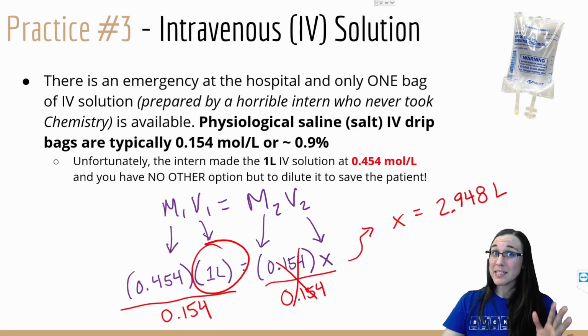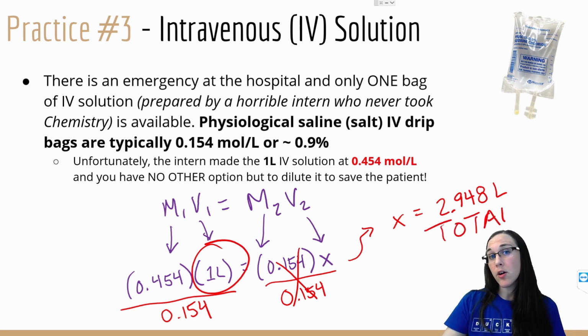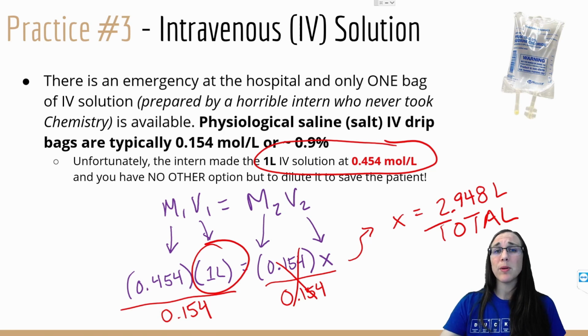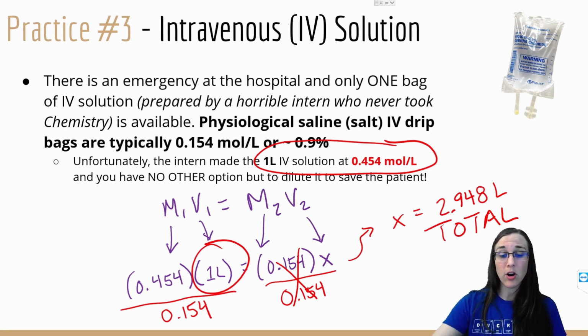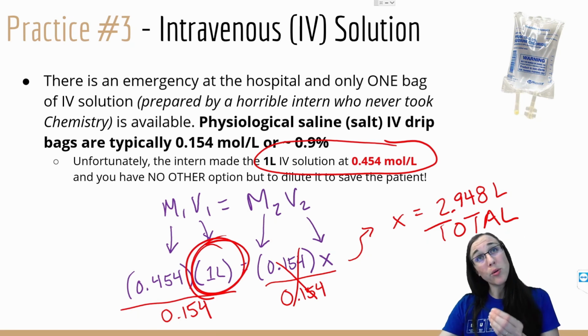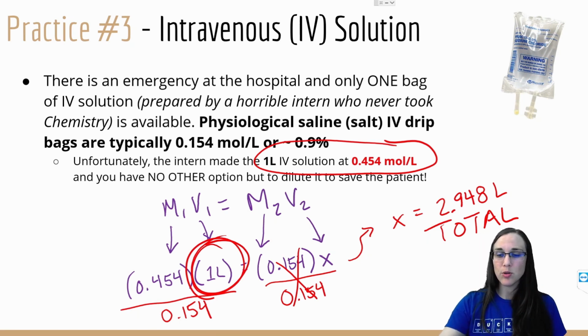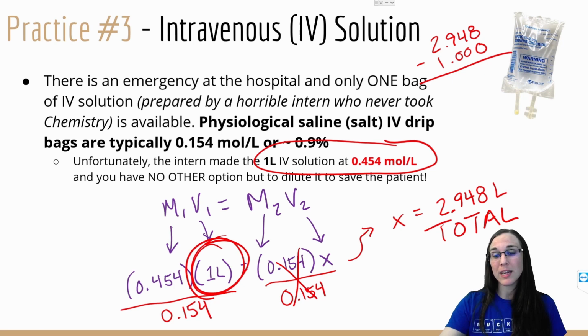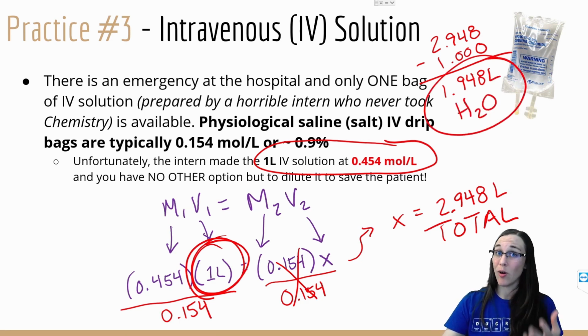Now don't be fooled by this V2 calculation. What you've got is the total volume. What we want to know is how much water we need to add to the already concentrated solution that the horrible intern created. So really what we need to do is subtract out the volume we started with, the 1 liter, from the total amount we should have at the end. So 2.948 liters minus the initial 1 liter that we started with would give us the amount of water we need to add, which is 1.948 liters of water we would need to add to the solution that the intern had already created.